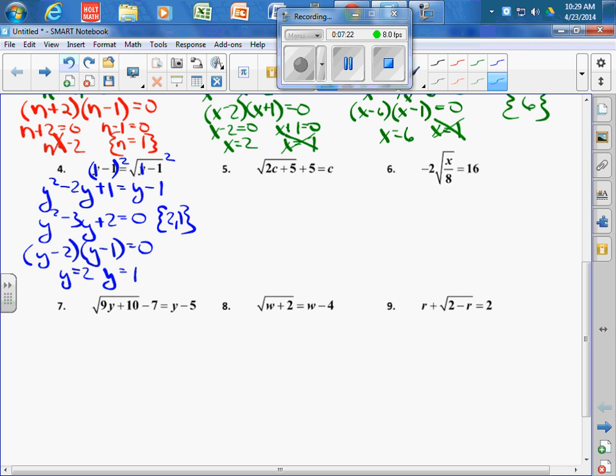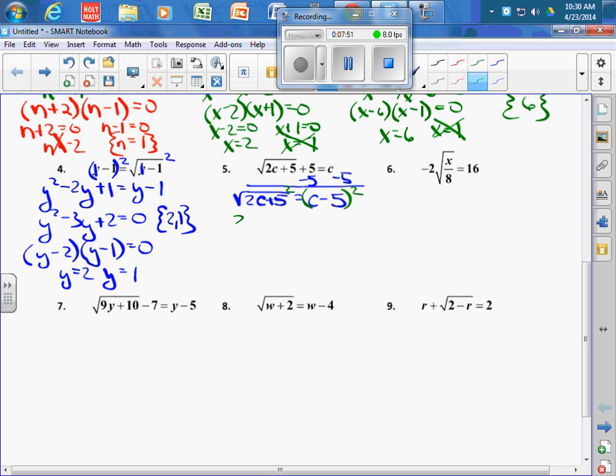In number 5, I'm going to subtract 5 from both sides because I need to isolate the radical. Anything that's outside of that radical sign needs to get to the other side of the equal sign, so I need to subtract 5. Let's rewrite the equation. Radical 2c plus 5 is equal to c minus 5. Well, now I need to square both sides, and that means I'm going to be FOILing c minus 5.